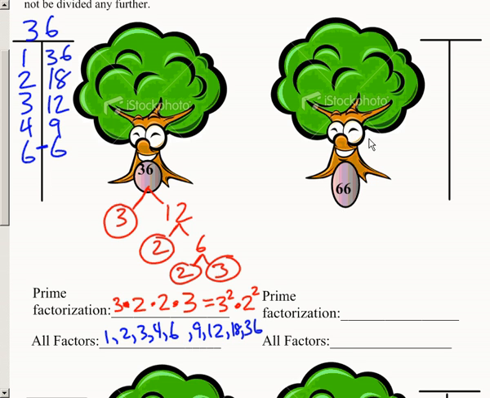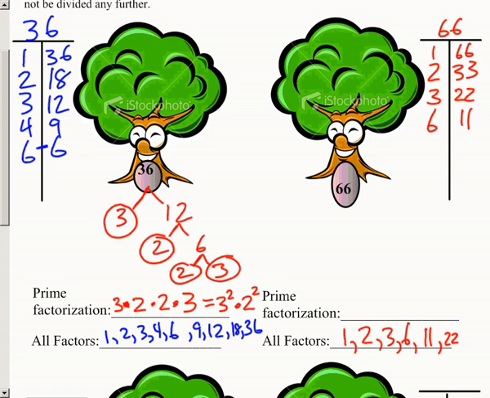All right, let's try 66. We're going to start with our factor tree and see if we can find all the factors of 66. So we'll go ahead and start with 1. 1 times 66. Then you just ask yourself, does 2 go into it? Yes, it does. 2 times 33. How about 3? Yep, times 22. And 4. Let's see. 4 doesn't go into it. 5, no. 6 does. 6 times 11. 7, no. 8, no. 9, no. 10, no. And then I'm back to 11. So here's all my factors right here. Let's list those. 1, 2, 3, 6, 11, 22, 33, and 66.